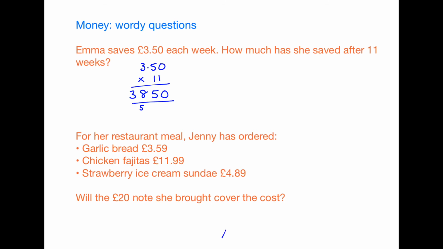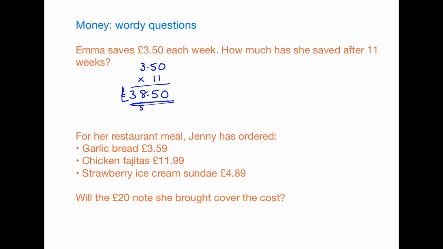And then if we have a look, we've got 2 decimal places in the question, so we're going to need 2 decimal places in the answer. So the decimal point has to go there. And this very quickly is the answer. So if she saves £3.50 each week, after 11 weeks, she will have £38.50.